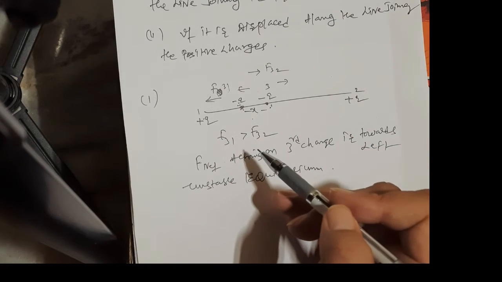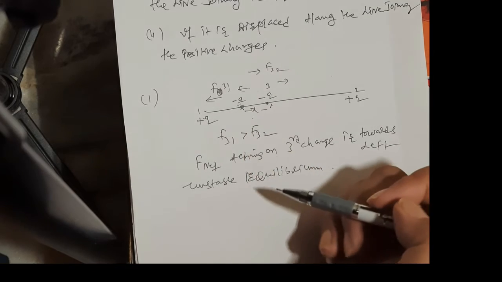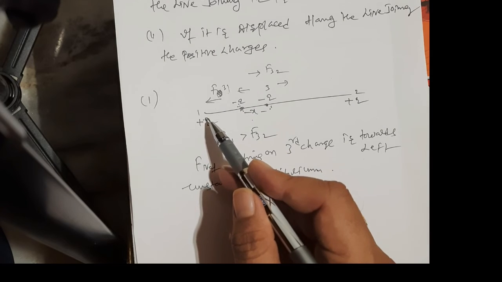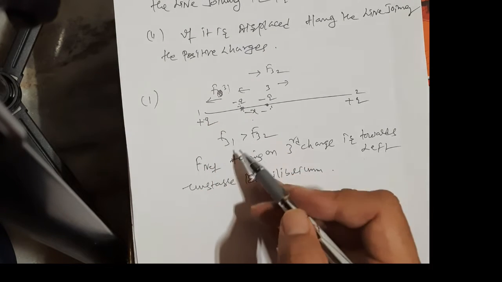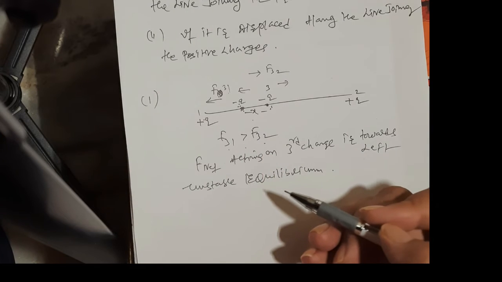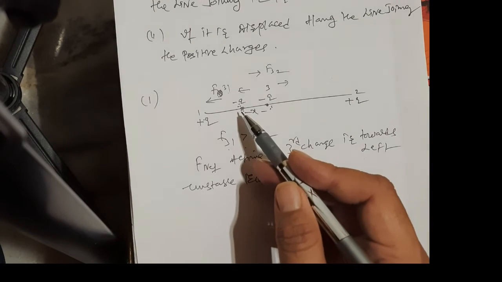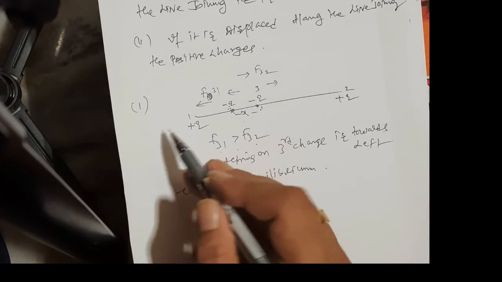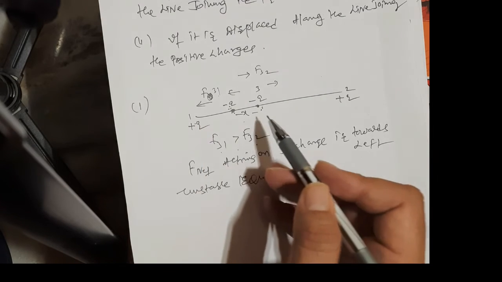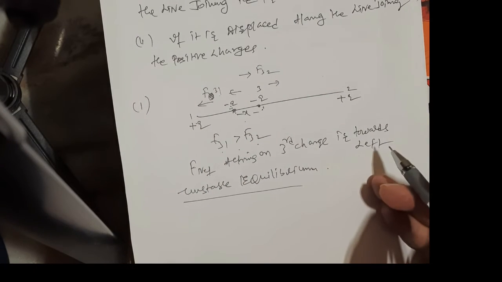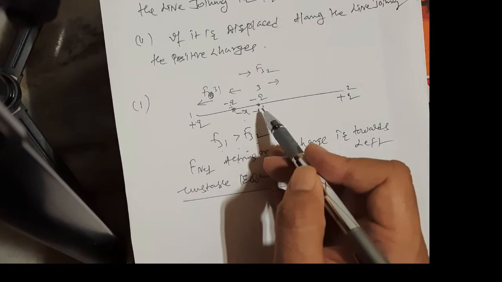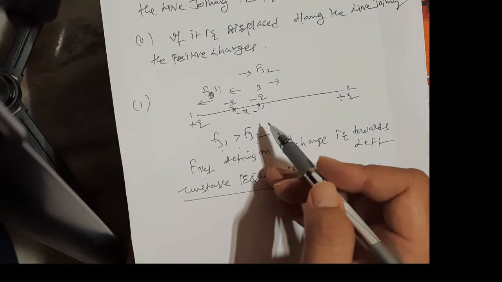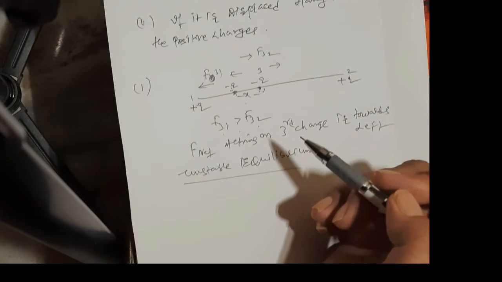Now we decide which force is greater. Since this charge is very close to the positive charge, the distance decreases, so F31 is greater than F32. So the net force acting on this third charge is in the leftward direction, so this charge moves towards the left. This type of equilibrium is unstable equilibrium. That means this charge does not come back to the mean position. Here this is the mean position. So this is unstable equilibrium.